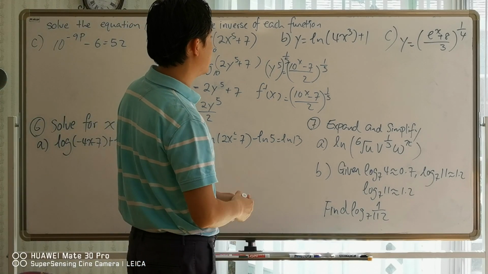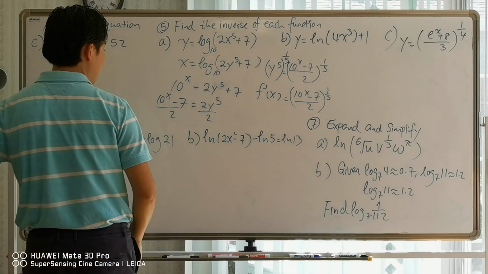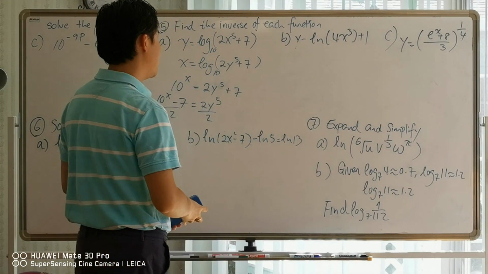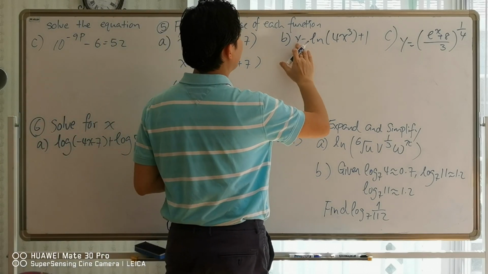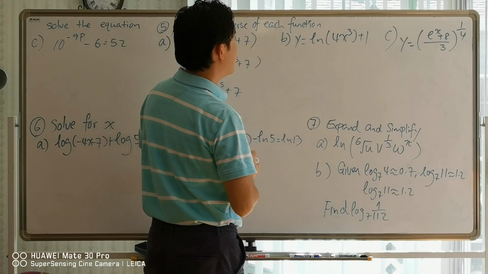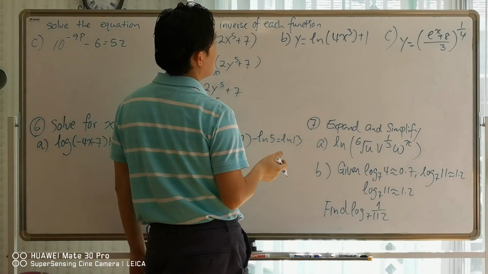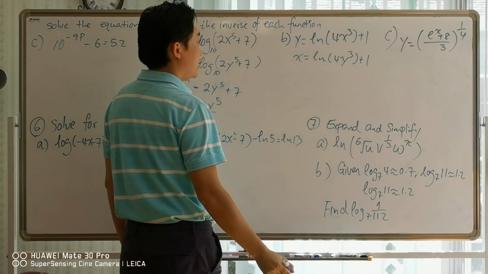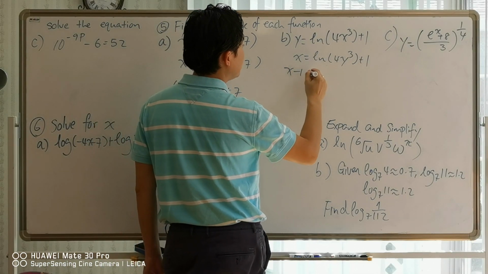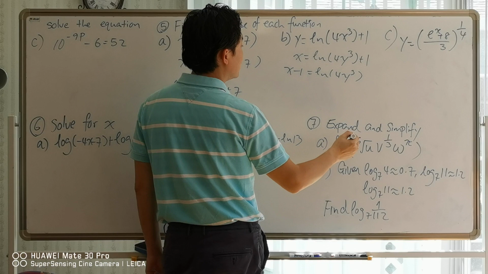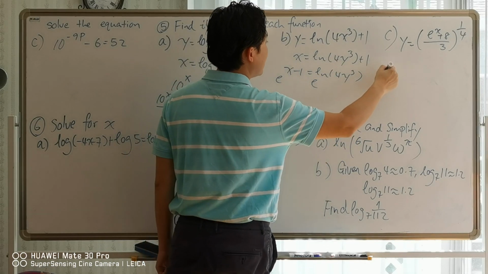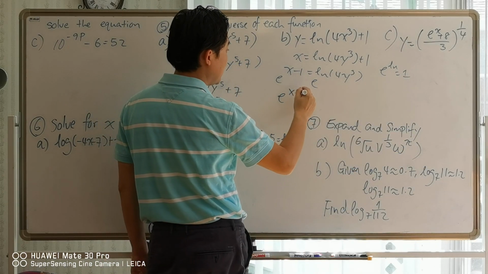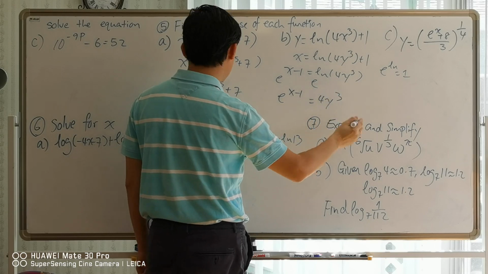Okay, so now what about for b and c? So b and c, those are quite similar. So first thing that you want to do, you want to swap the variable. Okay, so let's see. So for part b here, y equals natural log of 4x to the power 3 plus 1. So swap the variable. And then solve for y in terms of x. Subtract 1 both sides. And then take the base e, because one thing that we notice, e to the power of natural log, that's just 1. It's called a unit identity. So e to the power of x minus 1, so that equals 4y to the power of 3.